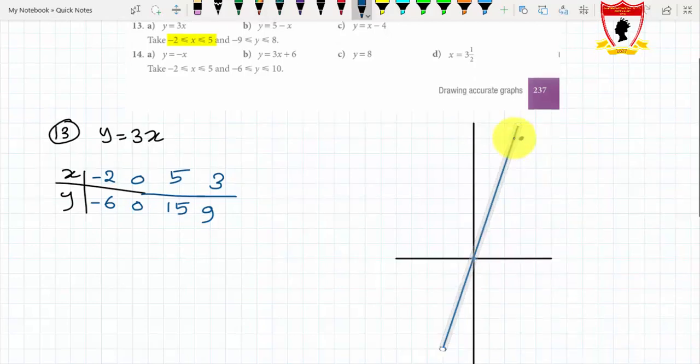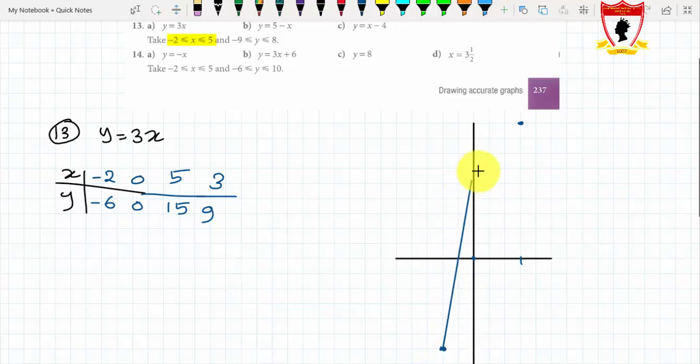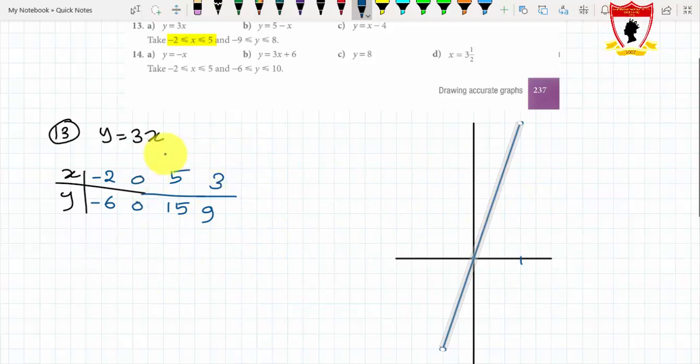This graph, something went wrong because all the 3 points don't line up. Let's check. 0, 0, 3, 9 is correct, but let's see, is it 9 steps? 3 on the x-axis is here. Then 1, 2, 3, 4, 5, 6, 7, 8, 9. So 9 is here. It's 1 step higher. Now let's check. Does it match? Yes, that's good because you can quickly check if something went wrong. Now we have the graph of the first equation.